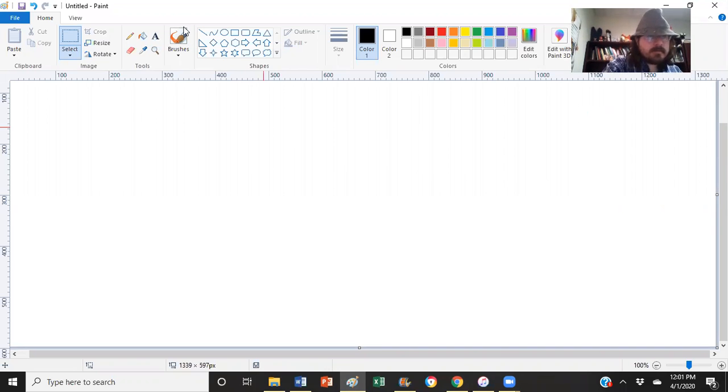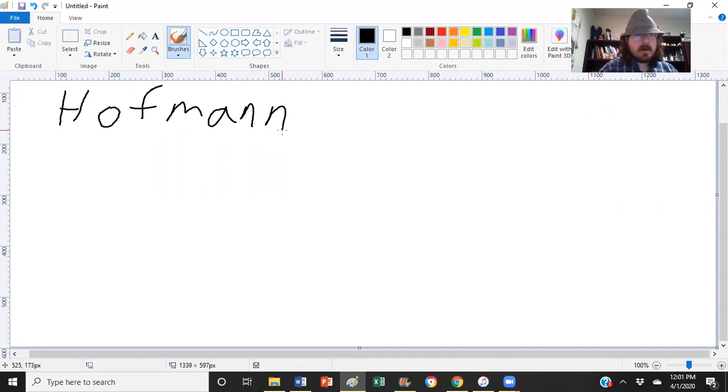Start with Hofmann elimination. How do we spell that? Hofmann: one F, two N's. It's a reaction where we take an amine, and it's going to be our leaving group, and we're going to turn this into an alkene. First, you have to make the amine a good leaving group.